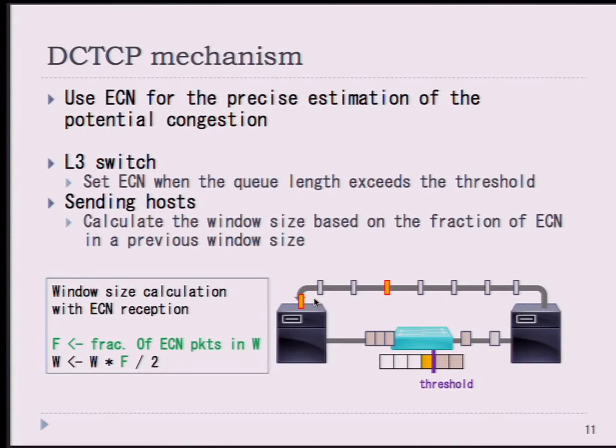And the difference between legacy ECN and DCTCP is window control. DCTCP senders calculate the fraction of ECN marked packets in the previous window size. So in this example, suppose that the window size will be updated at this timing. In this case, they receive 2 ECN marked packets and 6 no ECN marked packets. So the fraction of ECN marked packets is 1/4.